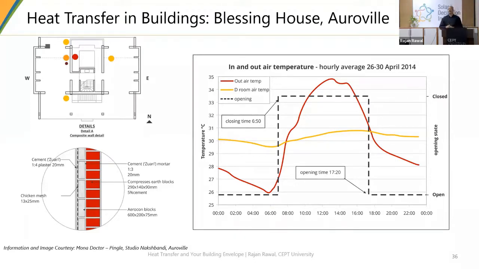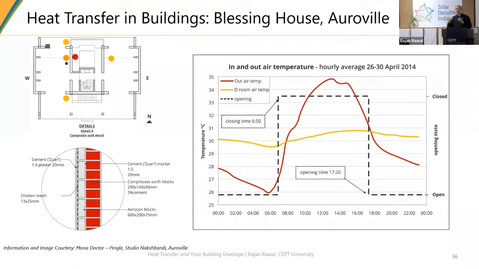Outside it has aerocon blocks. That means it's a low conductive material. Inside is a compressed earth block, which has a very high specific heat. And with the combination of these two, what you see on the right-hand side is the black line, which shows us window open and window closed. So during the daytime, the window remains closed.